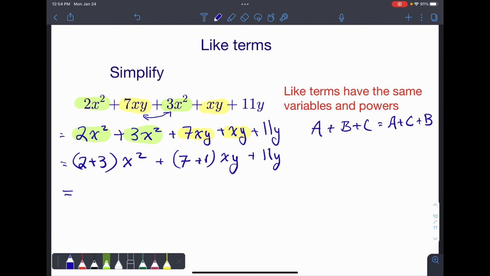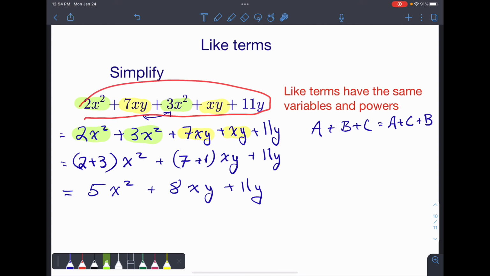Let's now do those operations. 2 plus 3 is 5, x squared. 7 plus 1 is 8, xy. And we have 11y. And that's the answer. We went from having 5 terms up here to having just 3. All right. That's it.